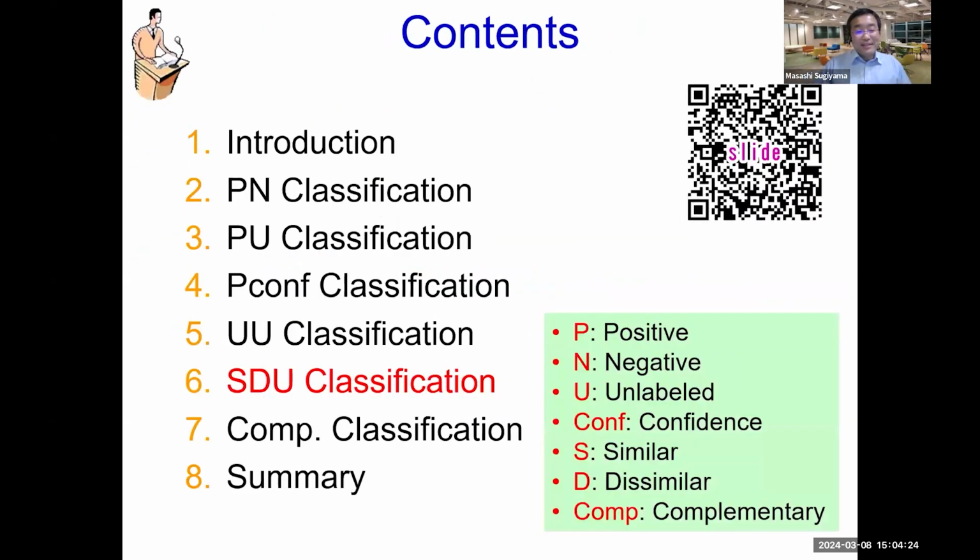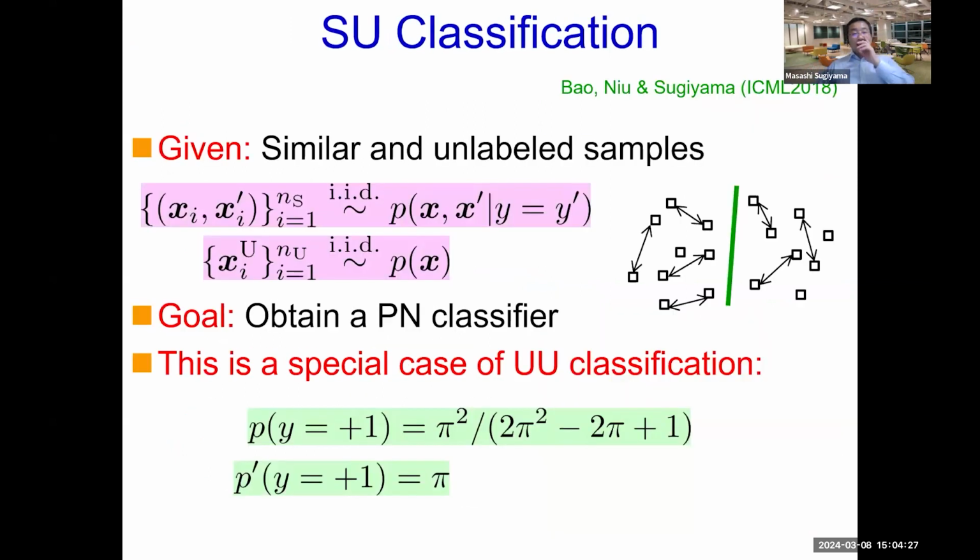So then the next part is STU classification. This part is also rather simple. Now we have similar and unlabeled samples. This was a question from Shai in the beginning. We consider this joint distribution, and we assume we have IID samples from that, and also a set of unlabeled data. Then from that we want to obtain a classifier. Given this formulation, we can decompose this pair into a set of two sets of samples. Then we can apply a UU classification technique to this problem.